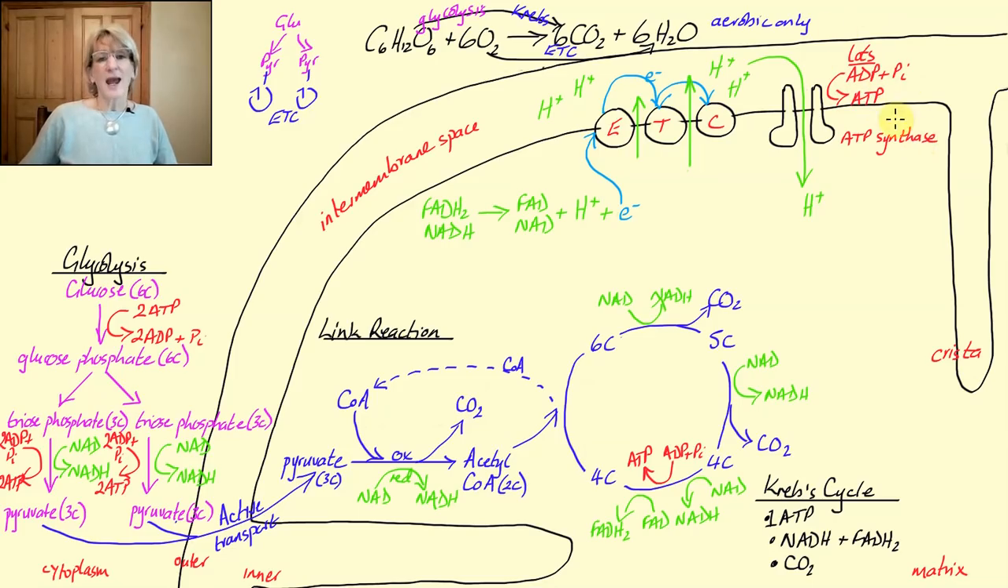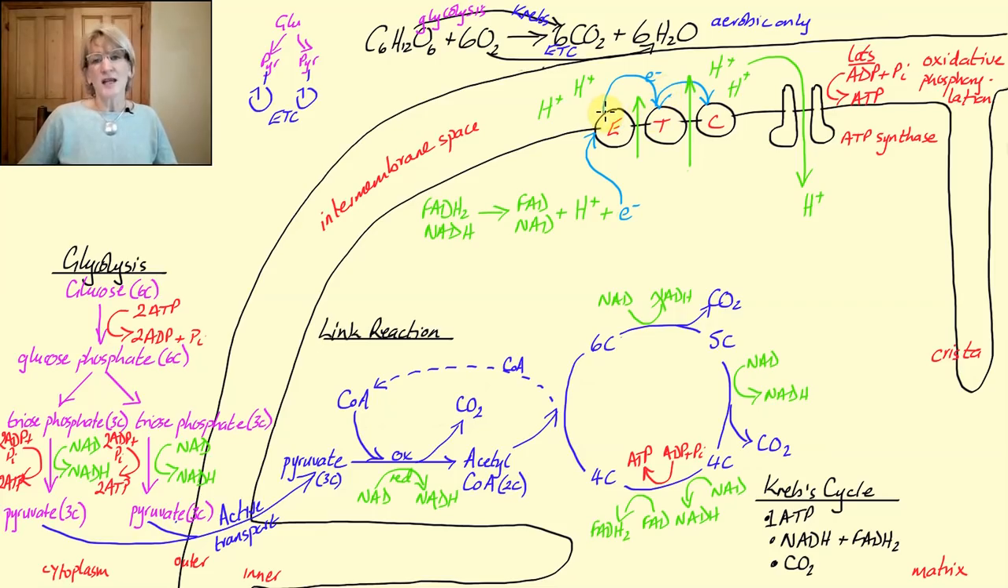So this is how the very large amount of ATP is produced during aerobic respiration. It's at this stage of the process, and this is called oxidative phosphorylation. It is called oxidative phosphorylation because it is formed as a result of multiple redox reactions as the electron leaves one protein carrier and is gained by the next.